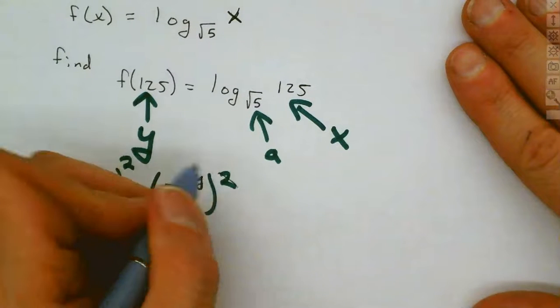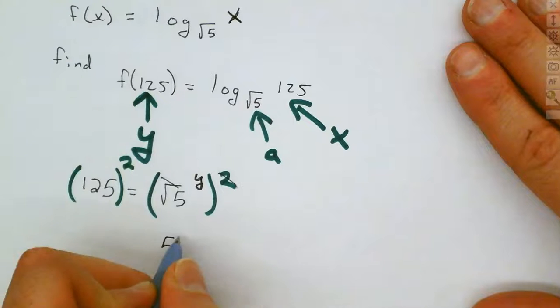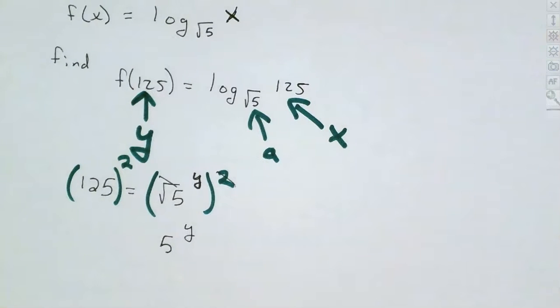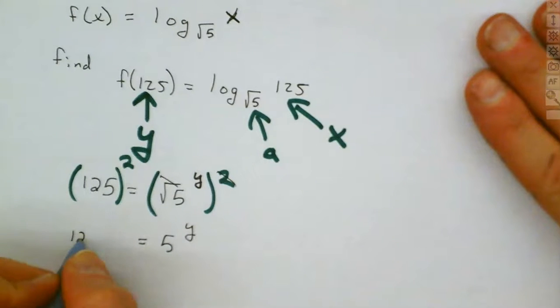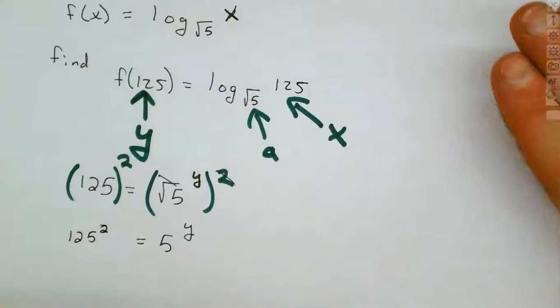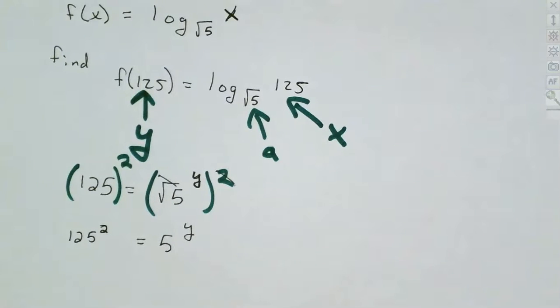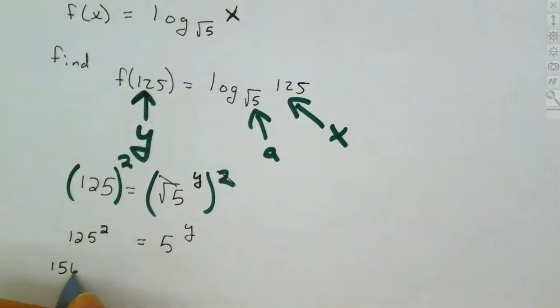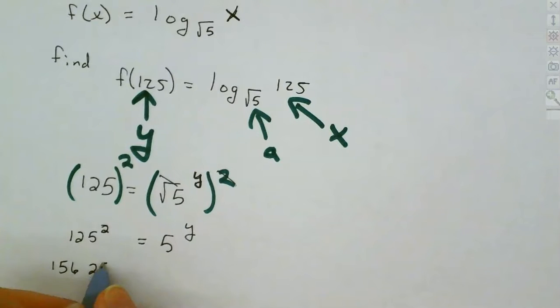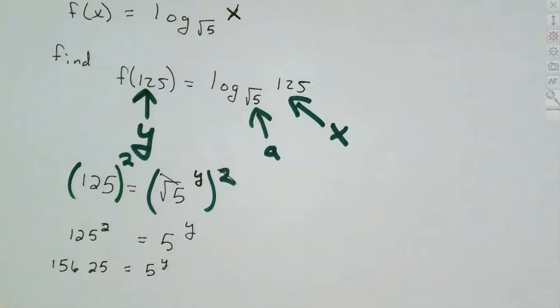So that square and that square root go away. So this side comes out to be 5 to the y power, sorry about that. And that's going to equal 125 squared. And 125 squared with our calculator is this. Uh, 15625. So 15625 equals 5 to the y power.